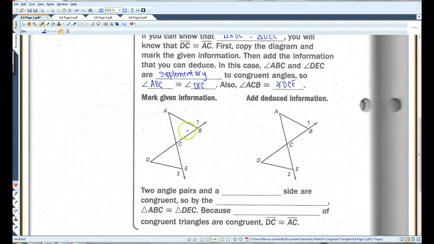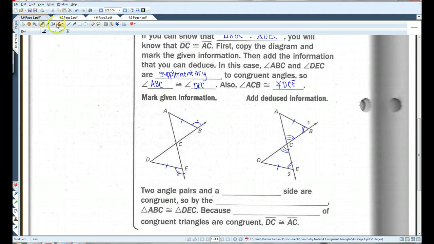Okay, so here's the given information. We're given that this angle is congruent to this angle and this side is congruent to this side. I'll mark that over here also. We also determined, as you can see up here, that this angle is congruent to this angle and this angle is congruent to this angle. So let's just take a look at the information inside these two triangles.